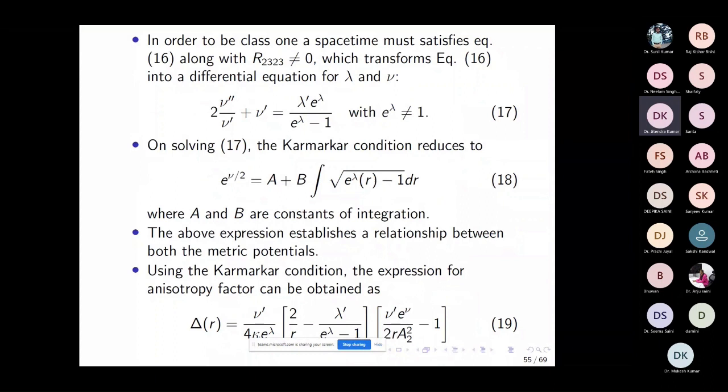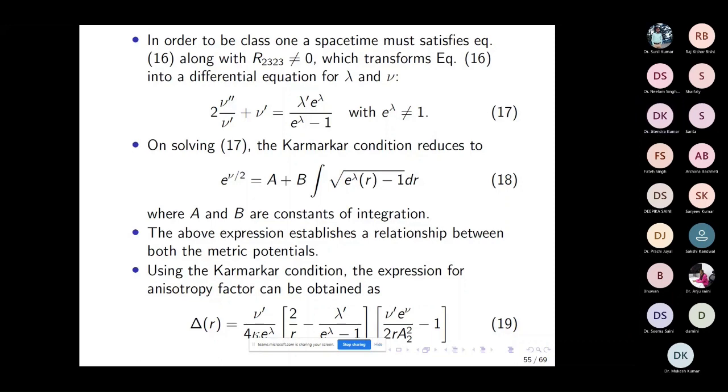That is a second order linear differential equation for nu. Solving equation 17, the Karmarkar condition reduces to e raised to the power nu by 2 equal to a plus b times the integral of the square root of e raised to the power lambda of r minus 1 dr, where a and b are constants of integration. Using the Karmarkar condition, the expression for the anisotropy factor can be obtained like this, that is Delta of r.